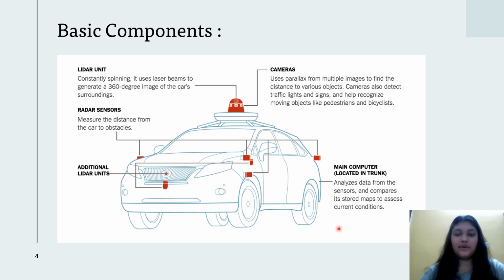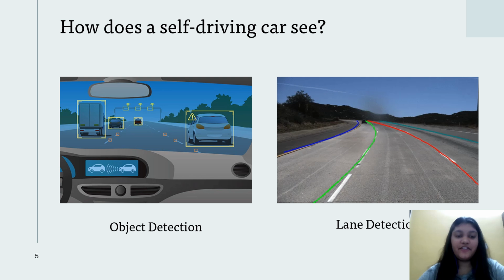The main computer is located in the trunk. It analyzes data from the sensors and compares its stored maps to assess current conditions. How does a self-driving car see? The images depicted on this slide essentially help us understand how a self-driving car detects objects and lanes.